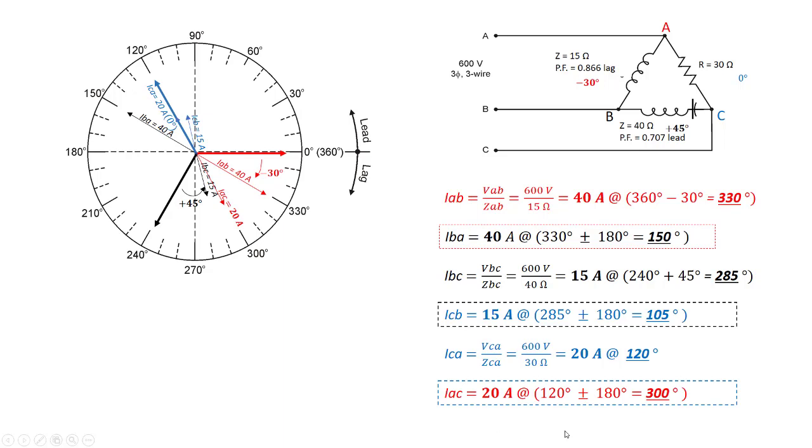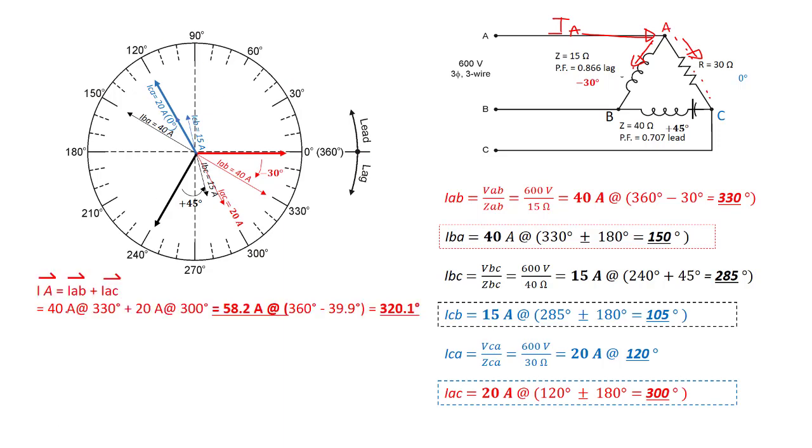So we can now start adding these vectors up to get our line currents. As a review, we have to use this method every time we deal with an unbalanced circuit. And this is the definition of a balanced circuit, same impedance, same power factor in each phase. This is definitely not balanced. So if I want to calculate line current IA coming in right here, I know that that line current comes in and it splits, and it's going to be the vector sum of current IAB and IAC. So IA will be equal to IAB plus IAC. That would be 40 amps at 330 degrees plus 20 amps at 300 degrees, IAC.